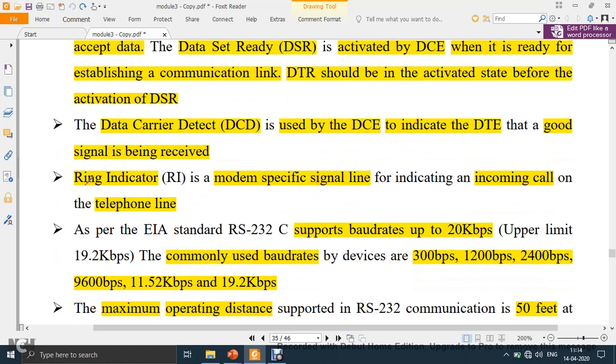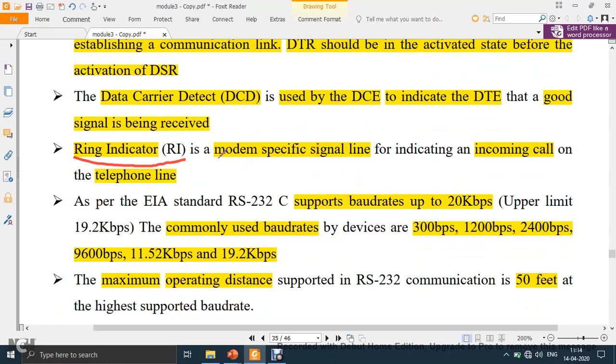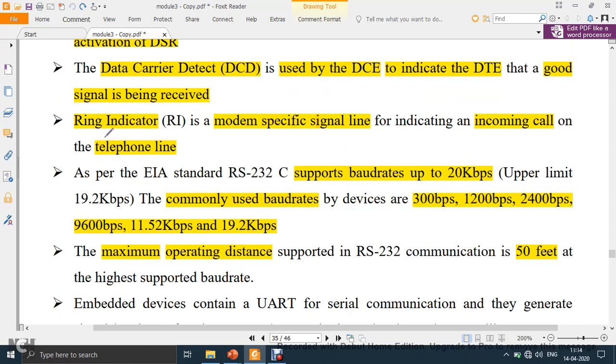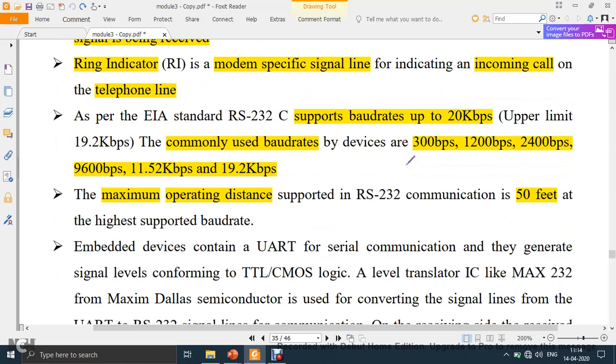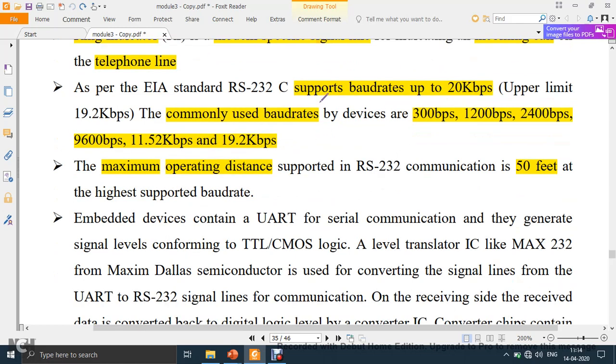The last one is ring indicator, RI, which is again a modem-specific signal line. As I told, RS-232 in early days was used for modem communication, so that is where this RI was used. Whenever you use a modem with telephone, like BSNL connections, those who use BSNL connections have to procure a landline.